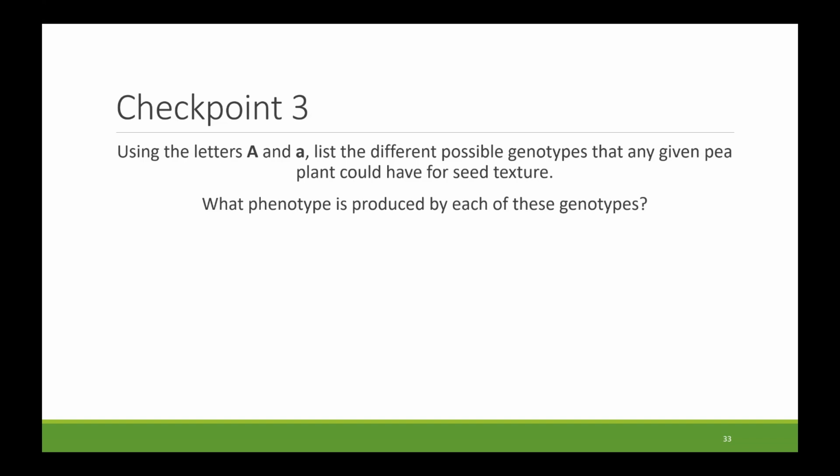In this checkpoint, using those letters, capital A and lowercase a, I'd like you to list the different possible genotypes that any given pea plant could have for seed texture. And also, tell me what phenotype is produced by each of these possible genotypes.